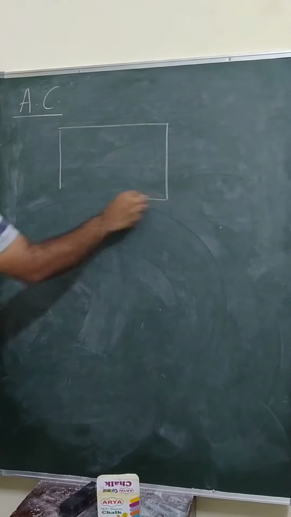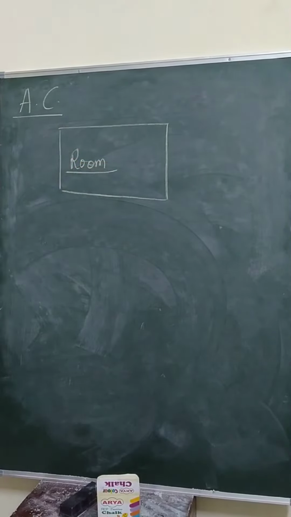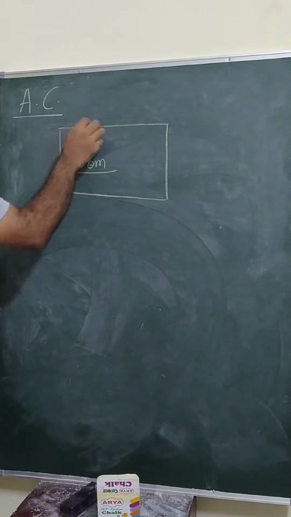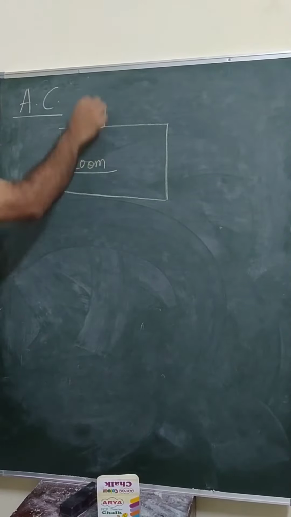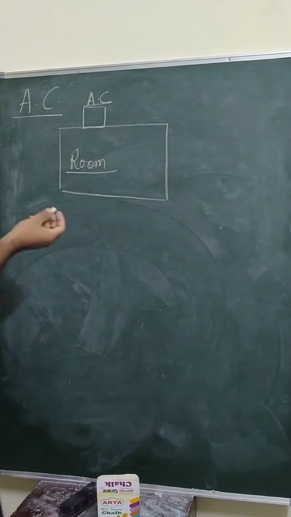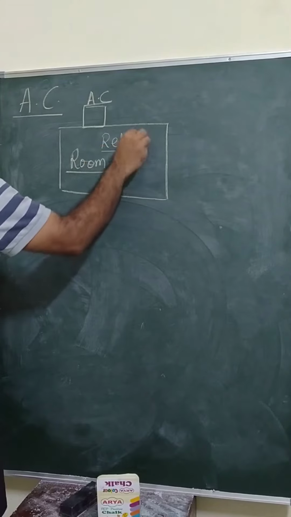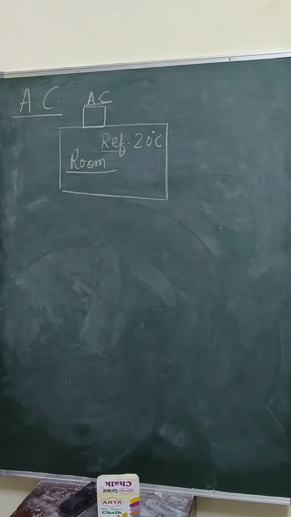Let's say this is a room, and of course there is an air conditioner installed in it. And the temperature of the room is quite high, or the ambient temperature is quite high, and we want to maintain the temperature at some reference value. Let's say the reference value is 20 degrees centigrade, right? So we try to see the various components of control system with this example, right?